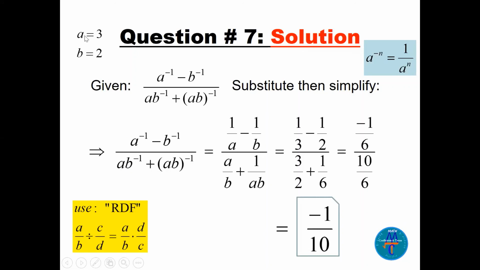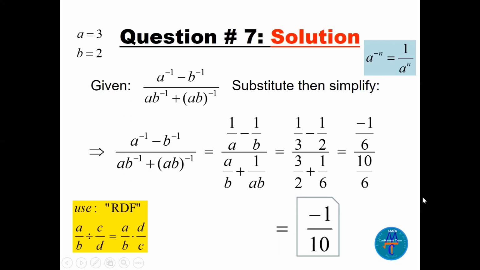Now a is a simple number 3 and b is a simple number 2. I put here for you the formula for negative exponents: a to the power minus n is 1 over a to the power n. So 1 over a, 1 over 3, minus 1 over b, 1 over 2. The LCD here is 6, so minus 1 over 6. A is 3, remember, b is 2. Here we multiply ab all together, so that's 1 over 6. Multiply here by 3 times 3, 9 plus 1, 10 over 6. Now use the rule: minus 1 over 6 times 6 over 10. The final answer, minus 1 over 10.